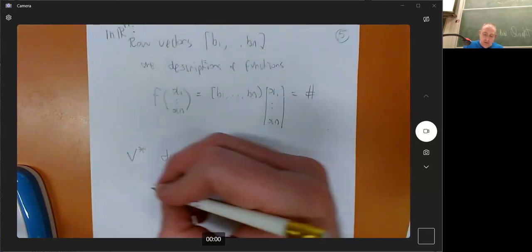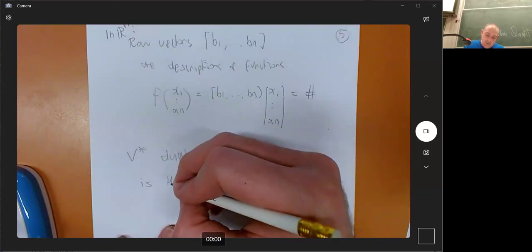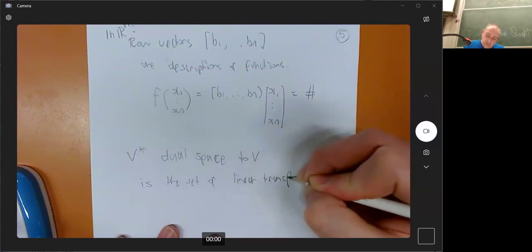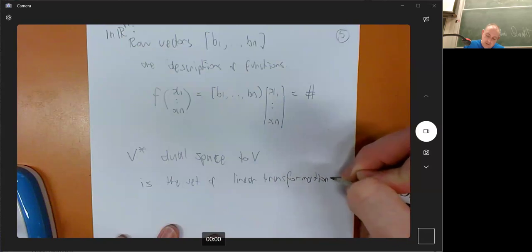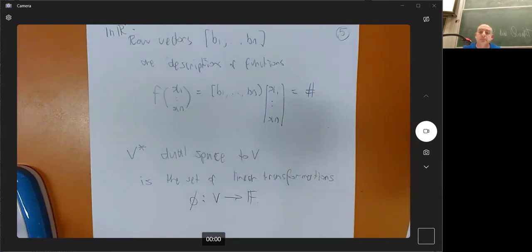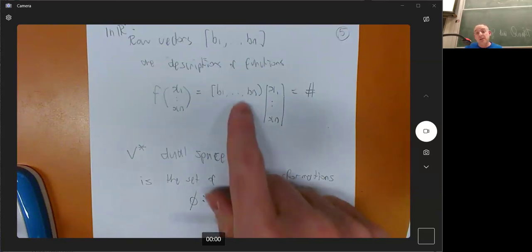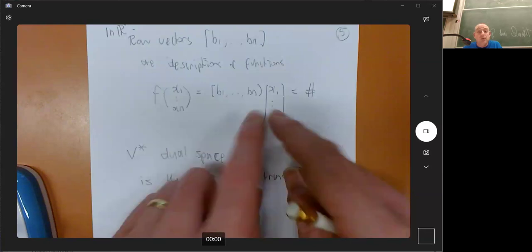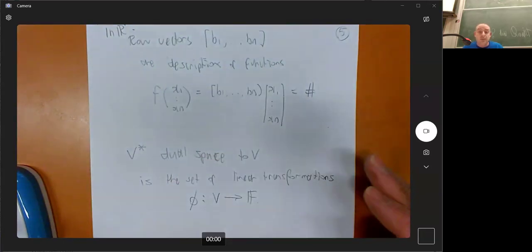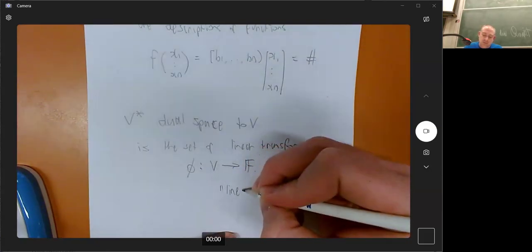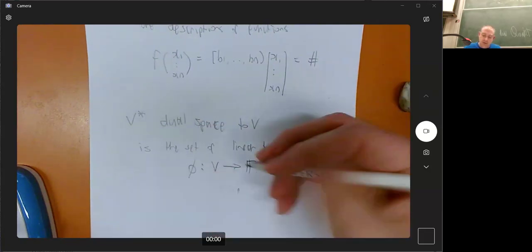space to V, is the set of linear transformations phi which send V to the field. So not just any functions. Because we are officially multiplying by a matrix, that means that we can expand it out over plus. And we can bring constants out the front, which is how linear transformations work. And the official name for these things is linear functionals. Pretty sure that's what they're called, right?